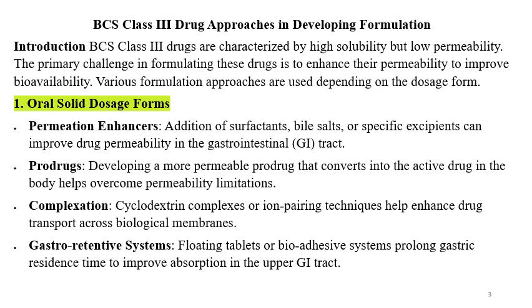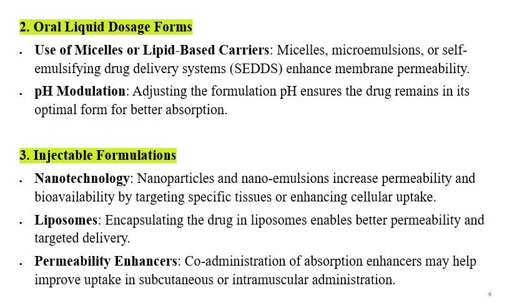You can make the prodrugs which are more permeable than the parent drug, and that's why prodrugs can improve the bioavailability. Complexation can be made with some excipients. Example is cyclodextrin. Ion pairing techniques may be used to improve the transport across biological membranes. Gastroretentive systems can be made so that the residence of the formulation is improved or prolonged in the gastric region, and that's why absorption can be improved in the upper GI tract.